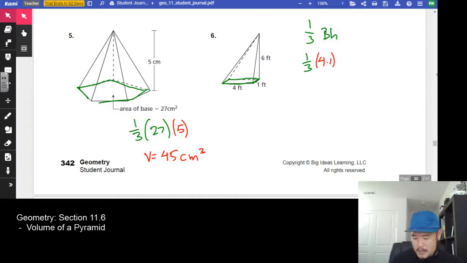4 times 1, multiply that by the height, which is 6 right here. So we've got 4 times 6, and that right there is 24. Multiply that by 1/3, and you have yourself your answer of 8 feet cubed. All right.